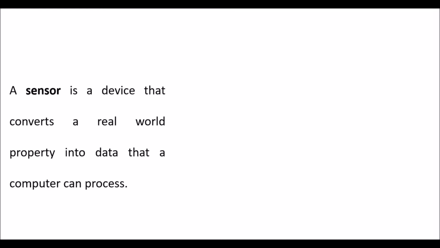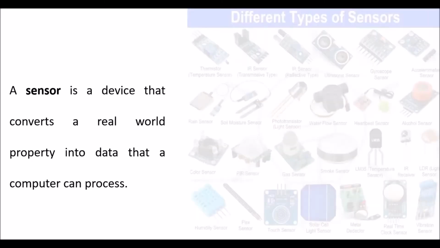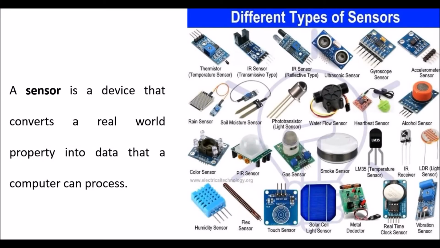Now, do you know that a sensor is a device as well? I don't know if you've heard of this before or you've seen it before. A sensor is a device. Then what do we use it for? It converts a real world property into data that a computer can process.